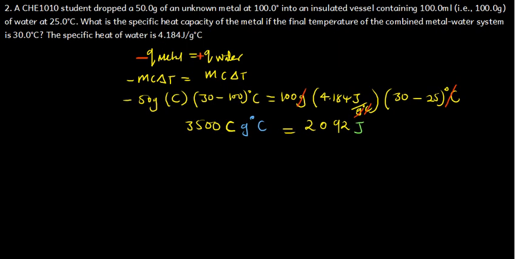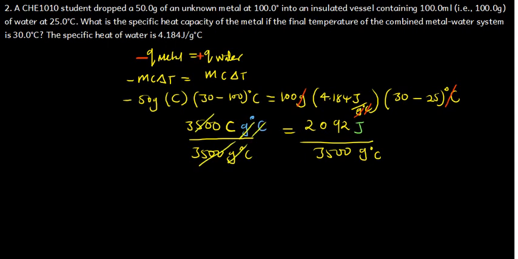So for us to be able to find the value for C, we are going to divide by 3,500 grams degree Celsius. Even the other side, 3,500 grams degree Celsius. So grams degree Celsius cancel. So we are going to remain with C, and that we can see is going to be in joules per gram degree Celsius. And so 2092 divided by 3,500, that will give us about 0.5977 joules per gram degree Celsius. Then that is going to be the answer.